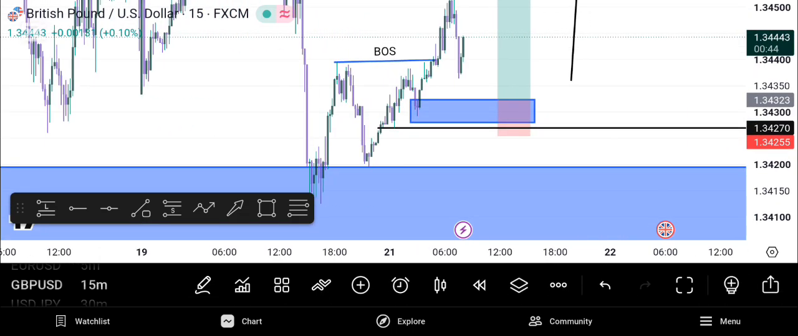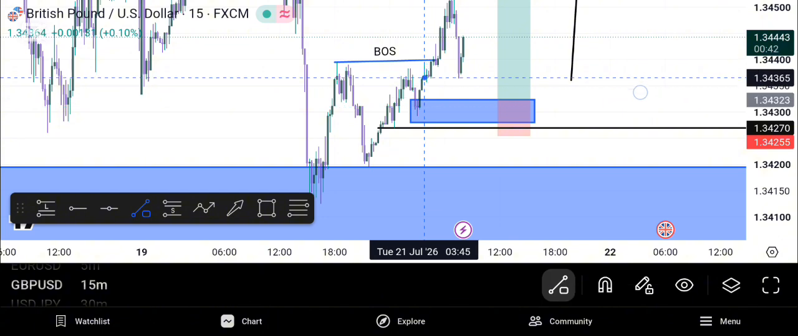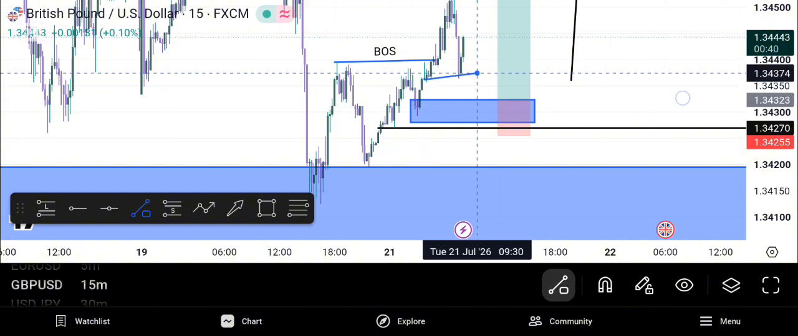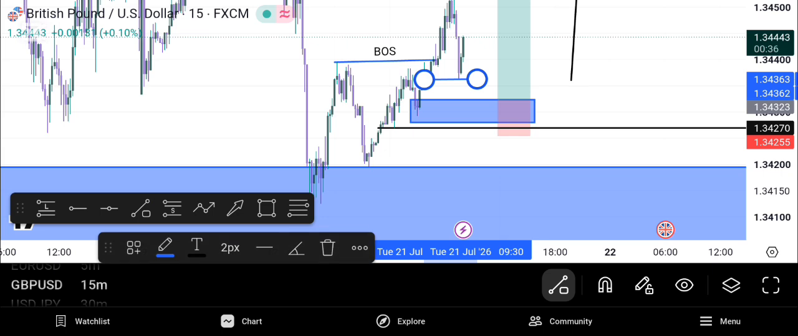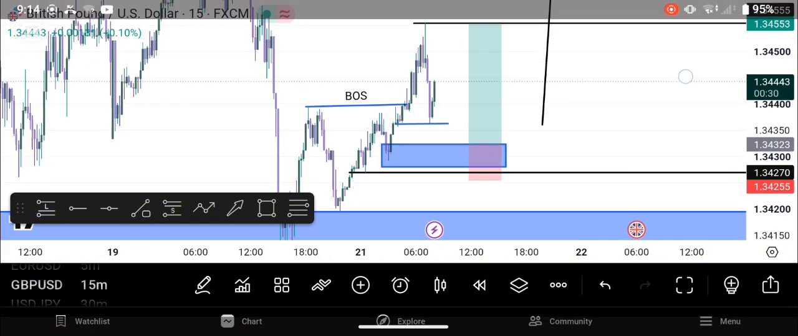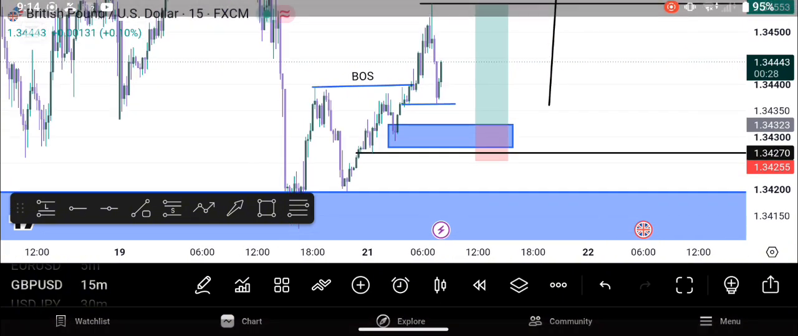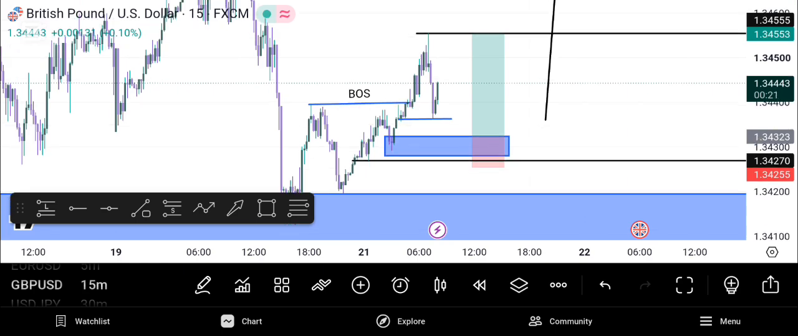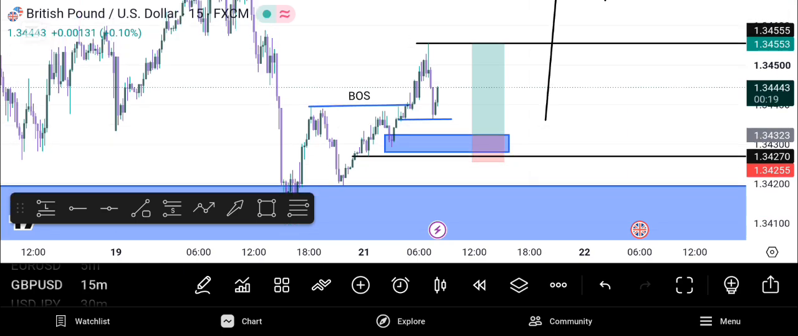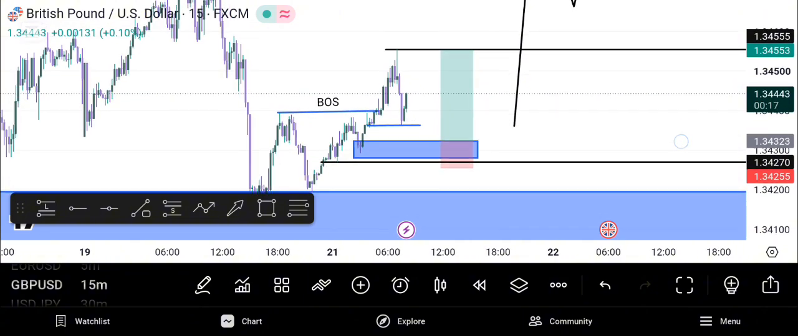I have liquidity here again. This is equal low liquidity right about here, which price will sweep before tapping into my order block. People are selling or buying from that level. That is equal low liquidity, right? So although we have equal low liquidity right there, and we have all this structure here, I'll still be looking for confirmation entry.